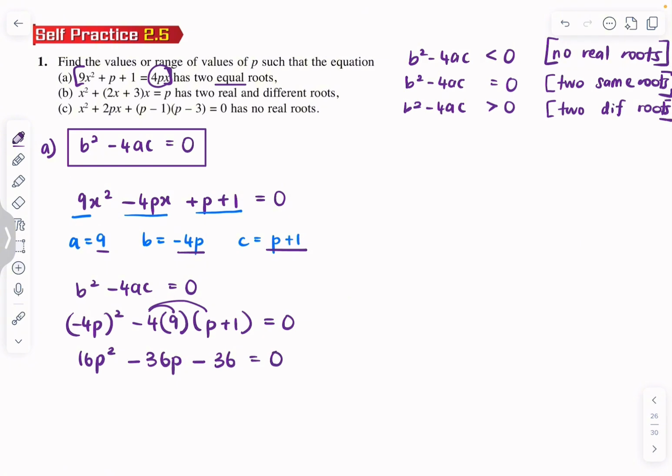Then from here we have p square, p and a number. So we have to factorize. So before factorizing, let's simplify it first. This whole equation can be divided by 4. So if we divide this by 4, we get 4p square minus 9p minus 9 equals to 0. Then we factorize.